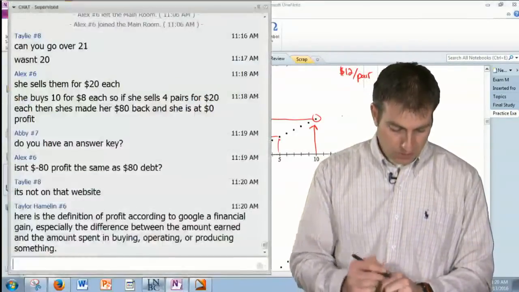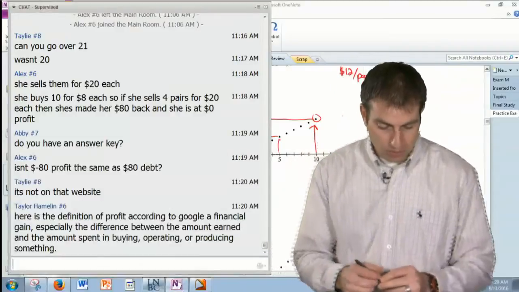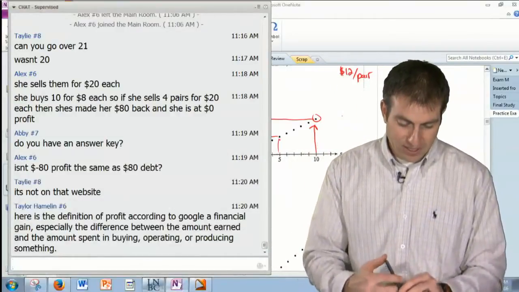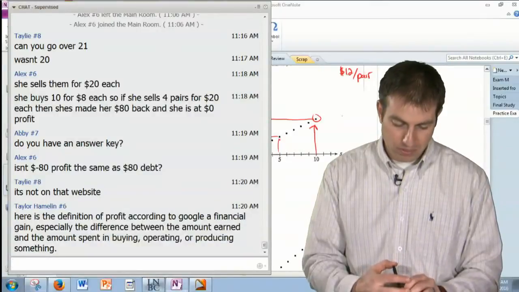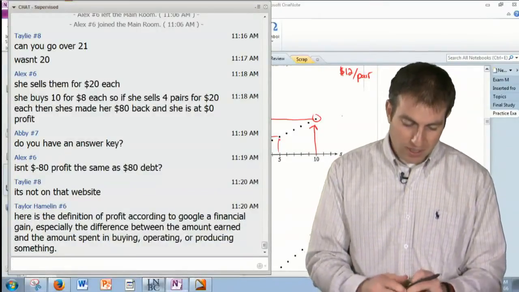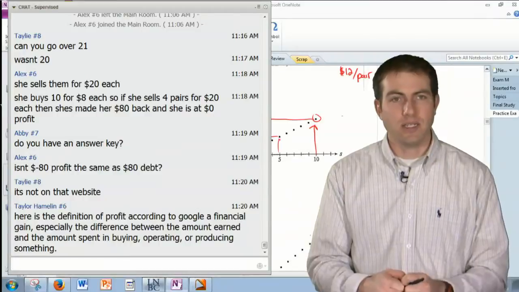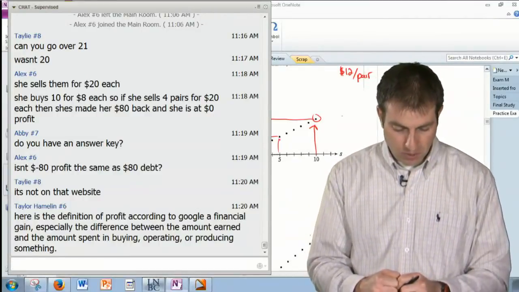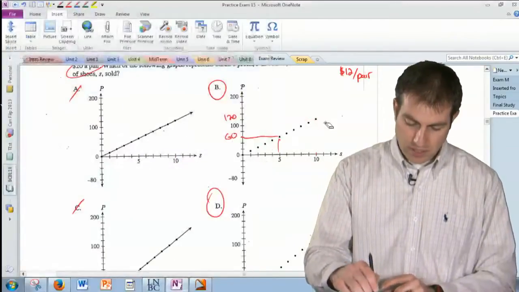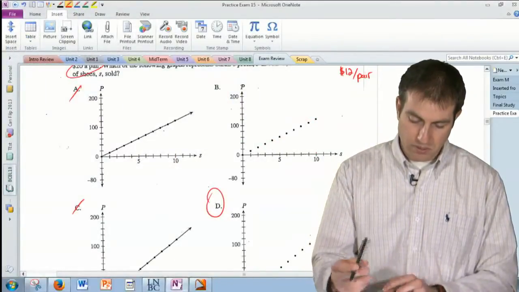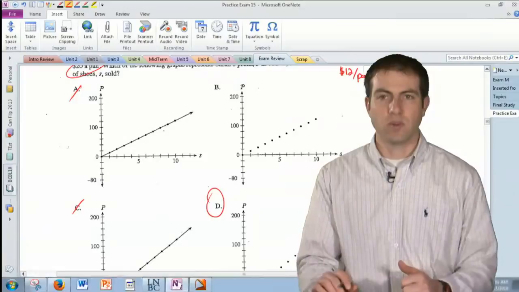Taylor's chiming in with a big paragraph. Here's the definition of profit according to Google: financial gain, especially the difference between the amount earned and the amount spent in buying, operating, or producing something. So now I'm kind of leaning back towards D. Maybe I convinced myself otherwise. Okay. You guys have done an excellent job of convincing me it was D. I'm going to stick with my gut on this one.